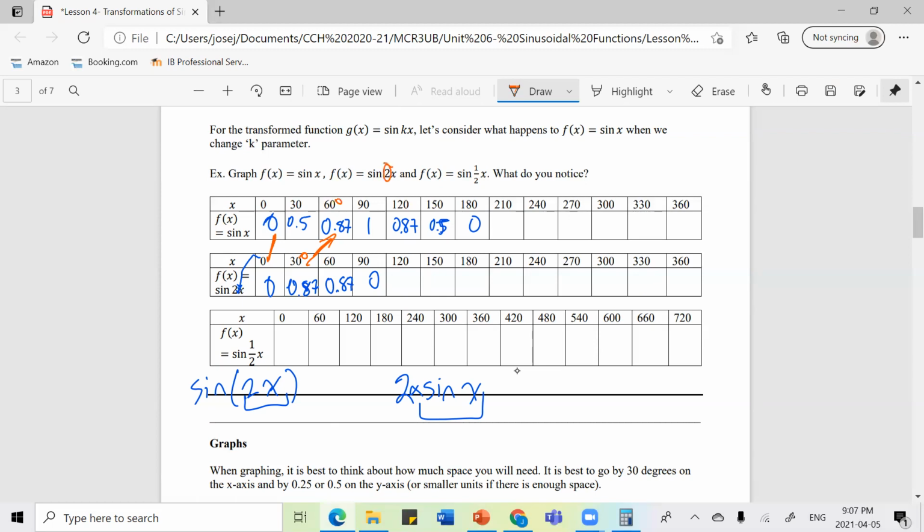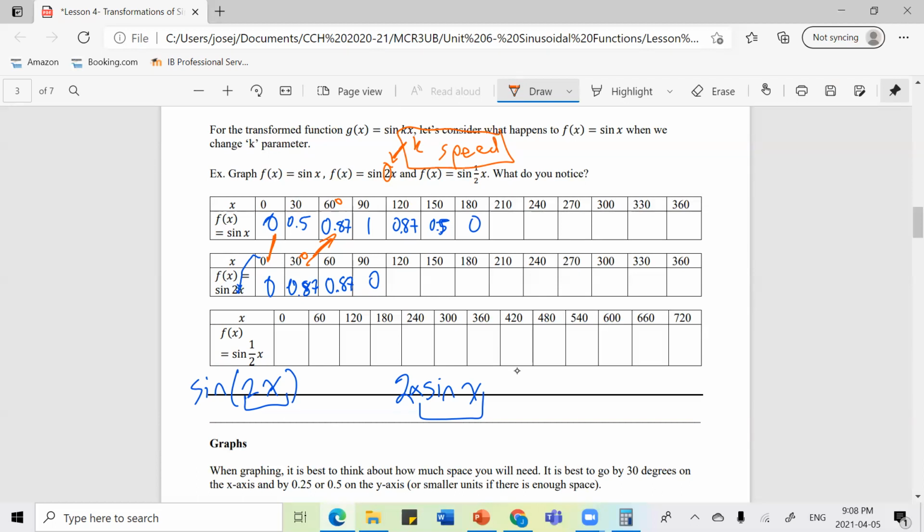And again, I think I mentioned this already. I always like to think of the k value as representing speed, or how fast or how slow your graph is going. So if I have a k value of 2, what I always think of is that I'm moving twice as fast. So think about it this way: I'm reaching the same y values as before, but I'm reaching them in half the time. So I would reach the y value of 0.5 that belongs to x equal to 30, but instead of reaching it at 30 degrees, I'm going to reach it at 15 degrees. I'm going to reach this y value of 0.87, but instead of reaching it at 60 degrees, I'm going to reach it in half the time, which is 30 degrees.